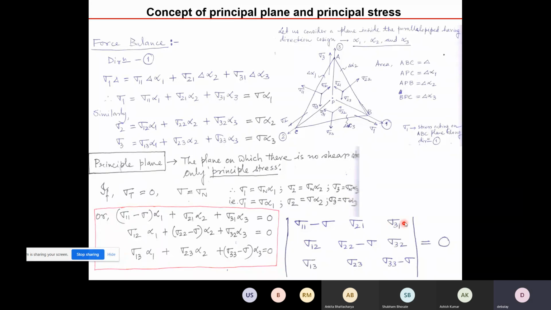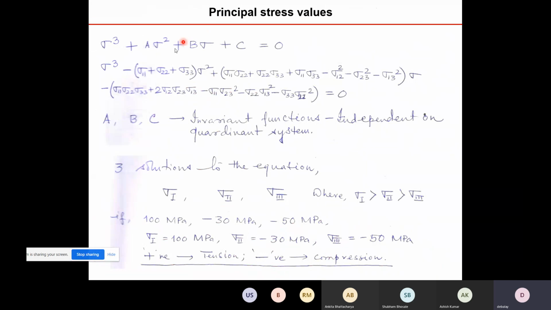So this determinant becomes 0: sigma 1 1 minus sigma, sigma 2 1, sigma 3 1; sigma 1 2, sigma 2 2 minus sigma, sigma 3 2; sigma 1 3, sigma 2 3, sigma 3 3 minus sigma; equals 0. For the 3 expressions to be satisfied, this determinant has to be 0. Now you have to expand it. In the next slide, these are expanded. If you expand, you will find this third order expression, sigma cube plus a sigma square plus b sigma plus c equal to 0.